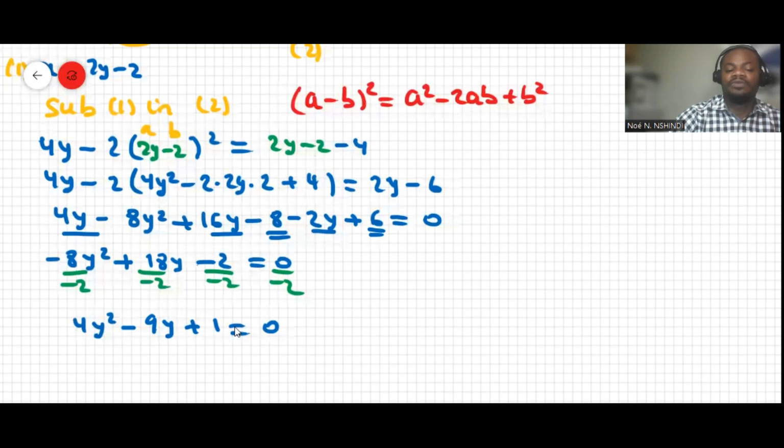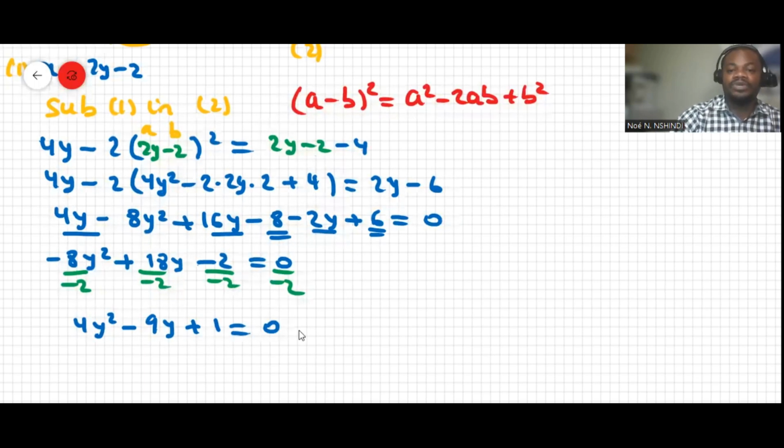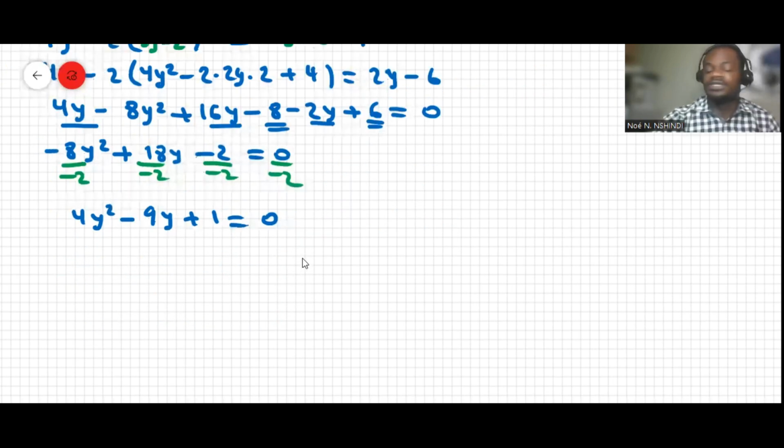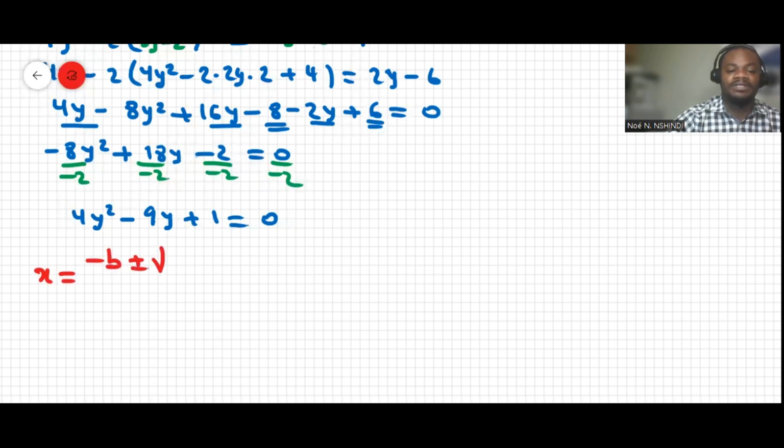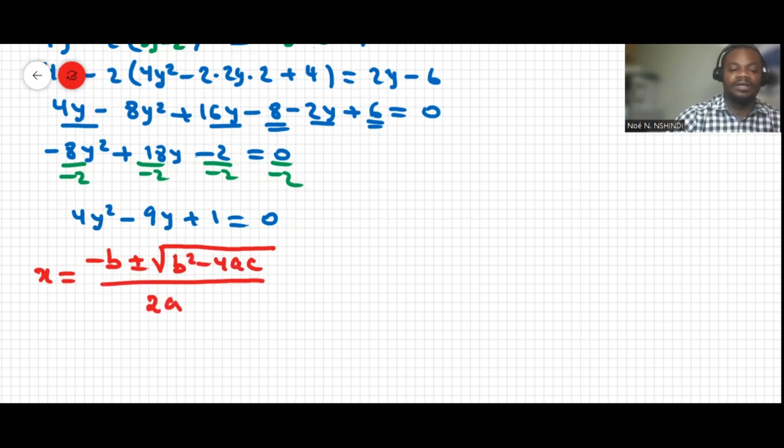Now if I do 4 times 1, it makes 4. Factors of 4 will never give me negative 9. So this type of equation is what we call a prime equation. We cannot factorize this. So the only way to solve this is by using the quadratic formula. The quadratic formula is expressed by y equal to minus b plus or minus the square root of b squared minus 4ac all over 2a. Then we can substitute here.